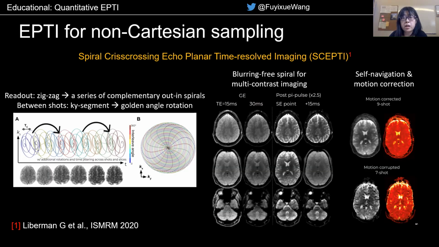The EPTI concept of resolving multi-contrast images within the readout can also apply to spiral trajectory. For example, spiral crisscrossing echo-planar time-resolved imaging, or ACE-EPTI, samples a series of complementary spirals within the readout and resolves the readout to obtain multi-contrast images. This can address the blurring for spiral and obtain multi-contrast images with self-navigation for motion correction.